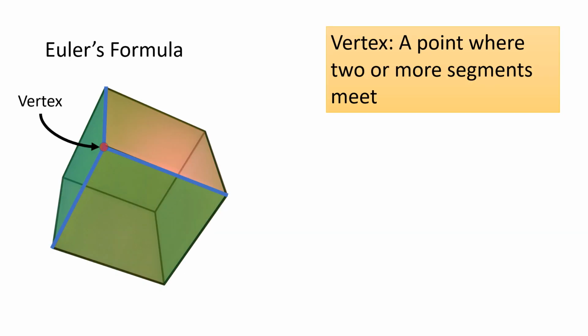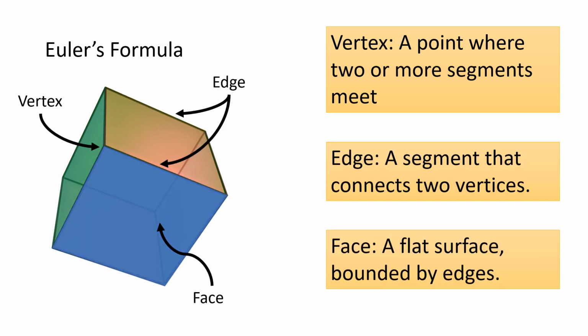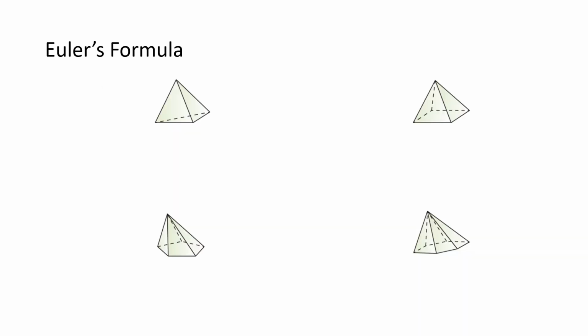Now, different parts of a solid will have different names. A vertex is a point where two or more segments meet. A segment that connects two vertices is called an edge, and a flat surface bounded by edges is a face. It is interesting to note a pattern between these three things if you look at the following pyramids.